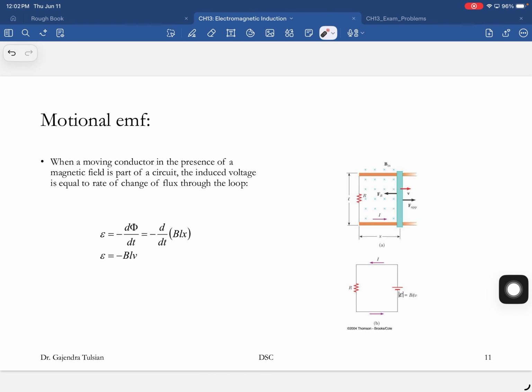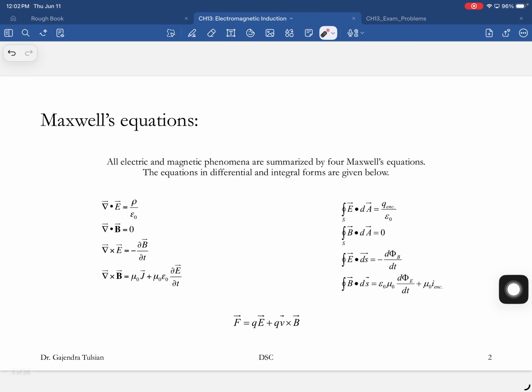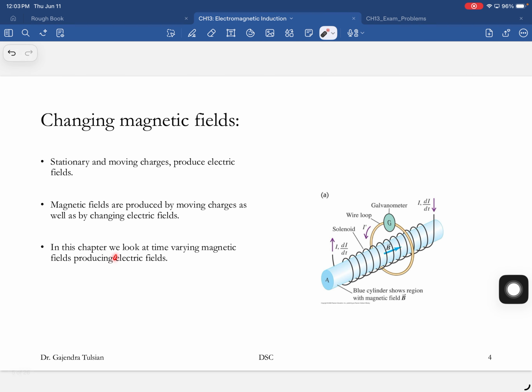All right, so you guys understand what we are studying today? We're studying Faraday's law. We are studying this equation: time varying magnetic fields producing electric fields. So you saw examples like this. You oscillate this magnet. In this region, the magnetic field is changing with time, and an electric field is induced, and if you stick this wire in, you get a current in it. So in this chapter, we look at time varying magnetic fields producing electric fields.